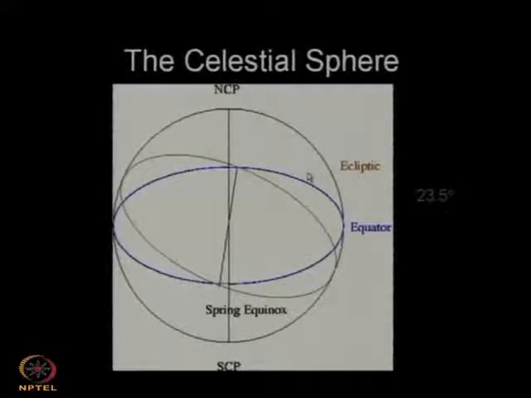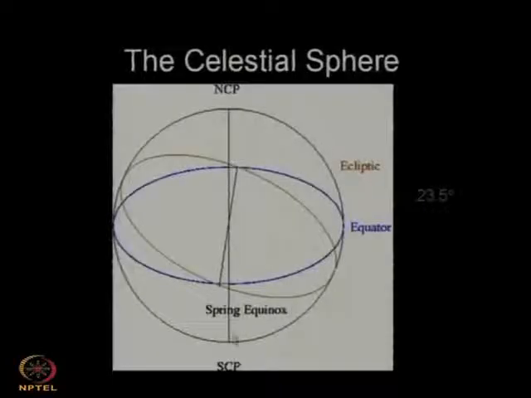Now, we are interested in how this appears from the earth. Sitting on the earth, what does it appear like? Okay, that is what is of interest to us. Now, when we sit on the earth and look at the sky, it is convenient to define something called the celestial sphere. This is a sphere of infinite radius, and all the objects that we see in the sky we think of as being on this sphere called the celestial sphere.